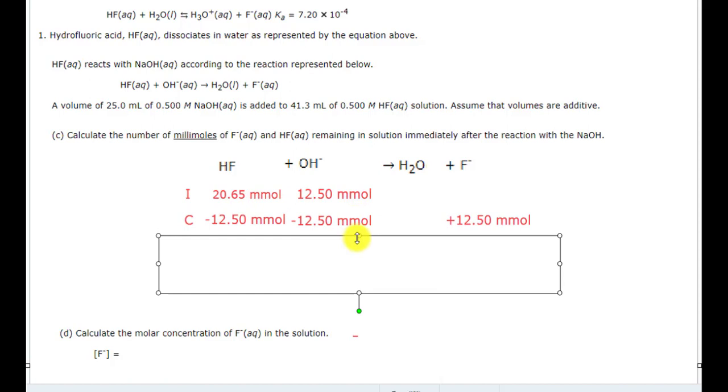There's a limiting reactant. Now, this is the critical part. We lose some HF. There you can see it. And we make fluoride ions. We'd make some water too, but who cares? Because like I say, water is going to stay about 55 molar.